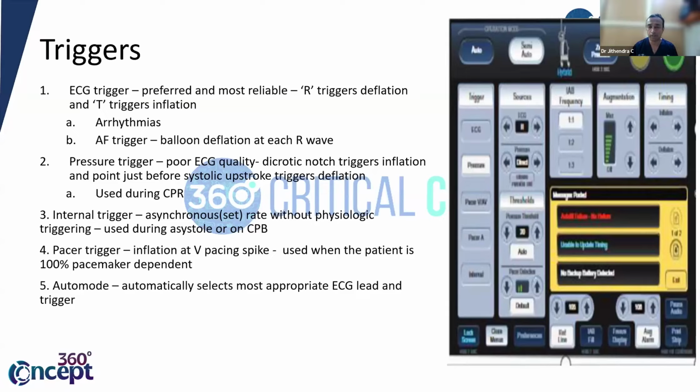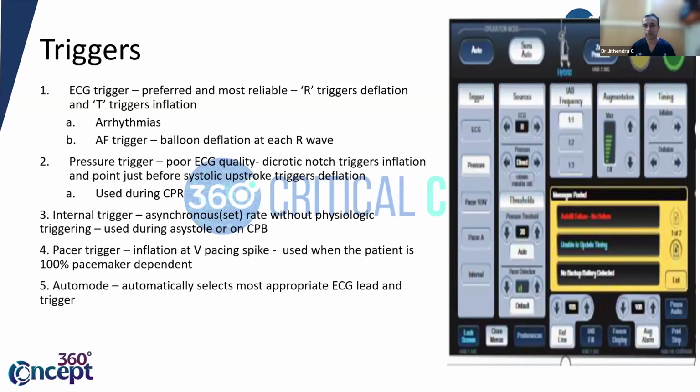So this can also happen when your patient is on cardiopulmonary bypass. We all know there is a non-pulsatile flow during cardiopulmonary bypass. So during that time also, during asystole or during CPB, when your ECG and arterial trace is not great, then you will put this patient on internal trigger and your patient will be supported by IABP with a basic internal rate. Usually it will be at a rate of around 80 beats per minute.